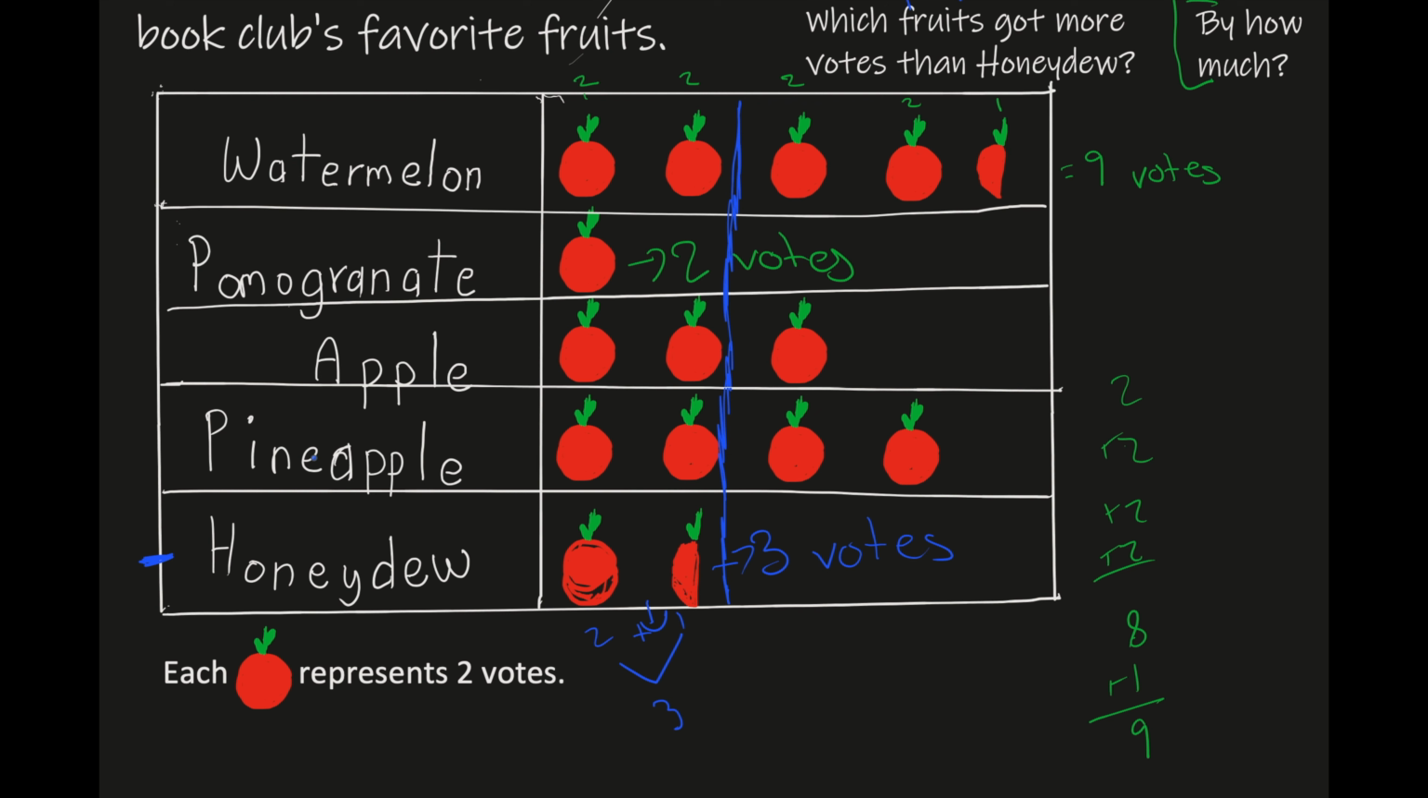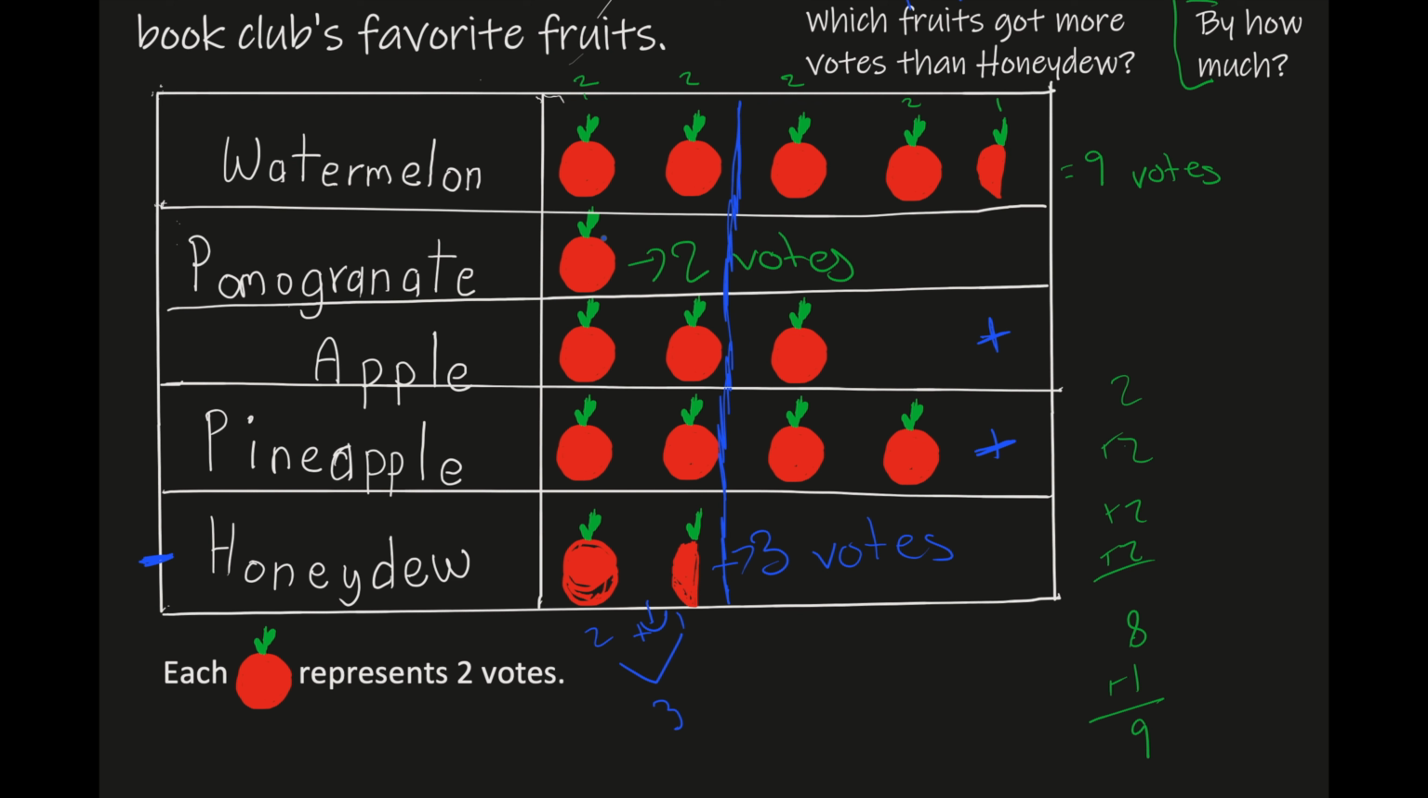Okay, pineapple. Looks like we have it going farther, so this one got more votes. Apple, okay, I see 1, so barely, but it's still got more votes than honeydew. Pomegranate. There's nothing past. If there was an apple here, then yes, it would have more, but it's below.